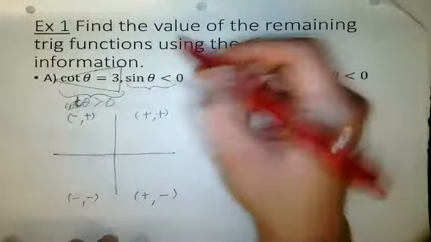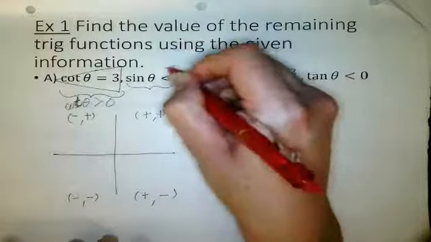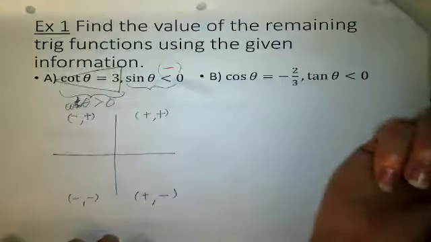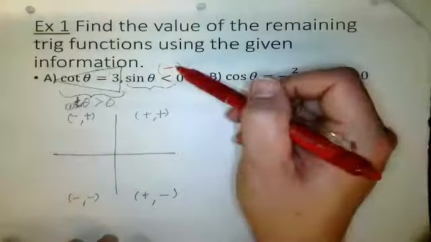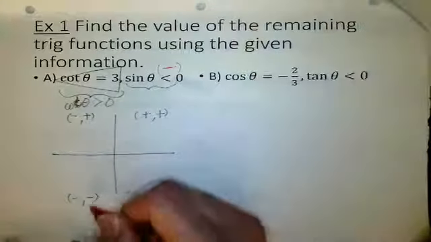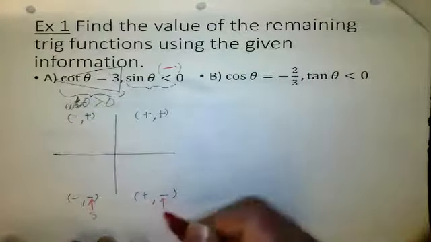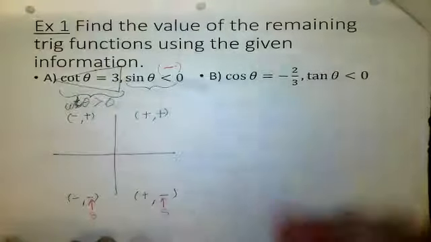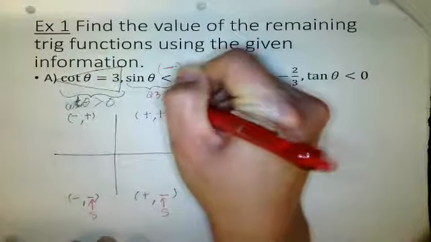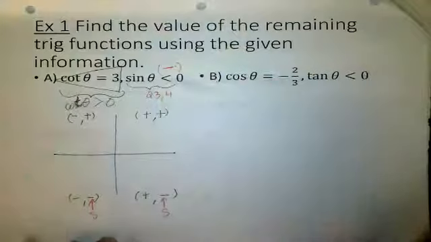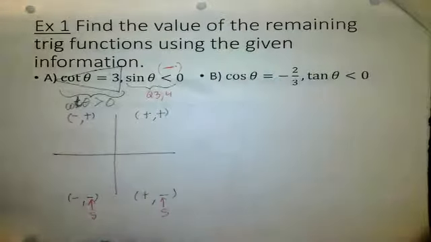The sine of the angle is less than 0. That means we want to know, where is it negative? So where is sine negative? Bottom 2. Yeah, right here. Sine is negative in quadrants 3 and 4, below the axis. So quadrants 3 and 4, sine is less than 0.